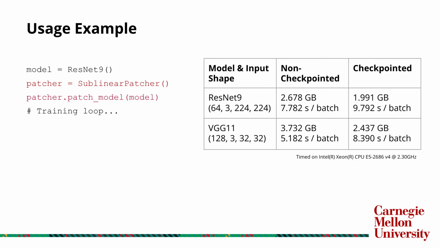On the left, we see an example of the usage. The layer-wise checkpointing only requires adding the two lines in red. The patcher replaces any nn.Sequential instances in the model with a new nn.SublinearSequential, which implements the activation checkpointing. Some results are shown on the right for ResNet9 from Homework 4 and a newly implemented VGG11. We see solid memory savings at the cost of increased runtime.